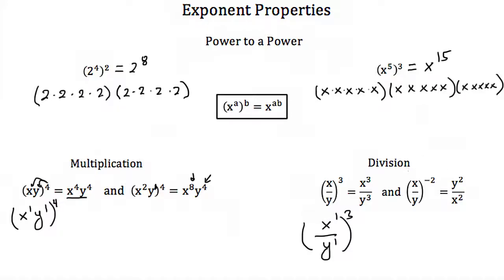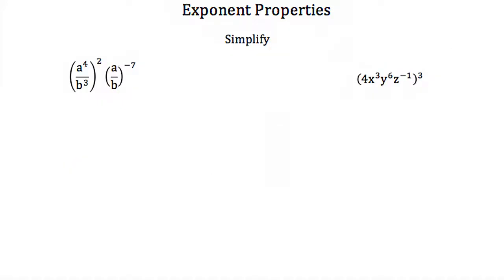You can also pay attention when we have a negative exponent. If I have x over y to the negative 2, that's the same as x to the negative 2 over y to the negative 2. But these are negative exponents, so when we simplify this, we swap them, and we get our y squared over x squared. So let's practice this.